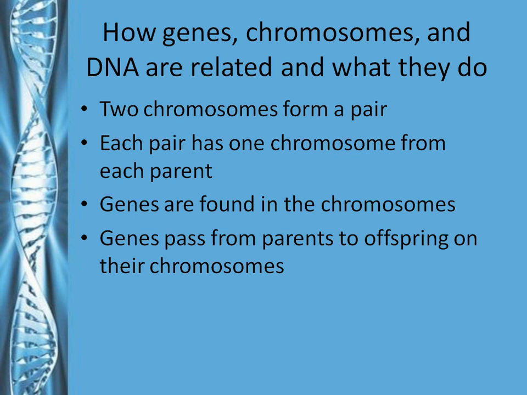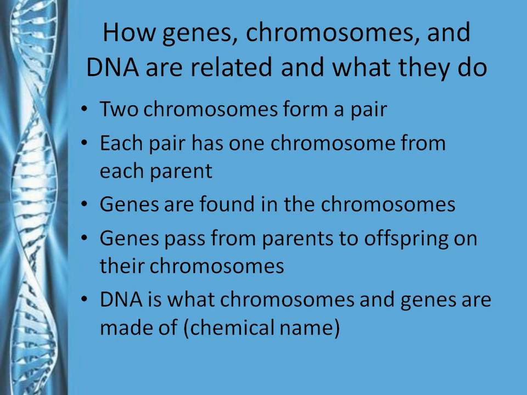Now, the genes are passed from parents to offspring via the chromosomes. So that's what the purpose of the chromosome is. It actually transfers that information from the parents to the offspring in order to encode what the offspring's appearance and other characteristics will be. And this, as I said, all comes from the DNA, which is what they're actually made of. Deoxyribonucleic acid is the official name for it.